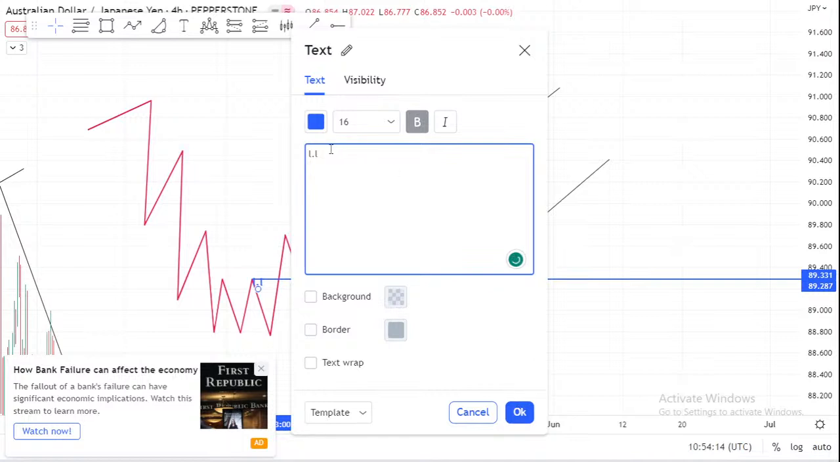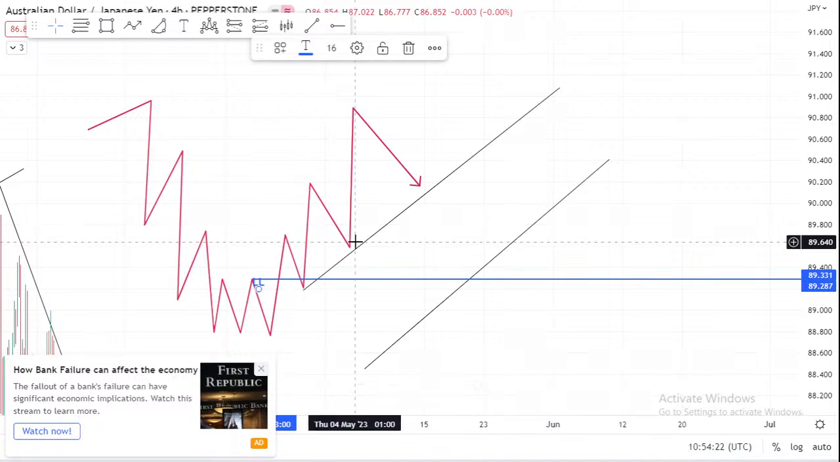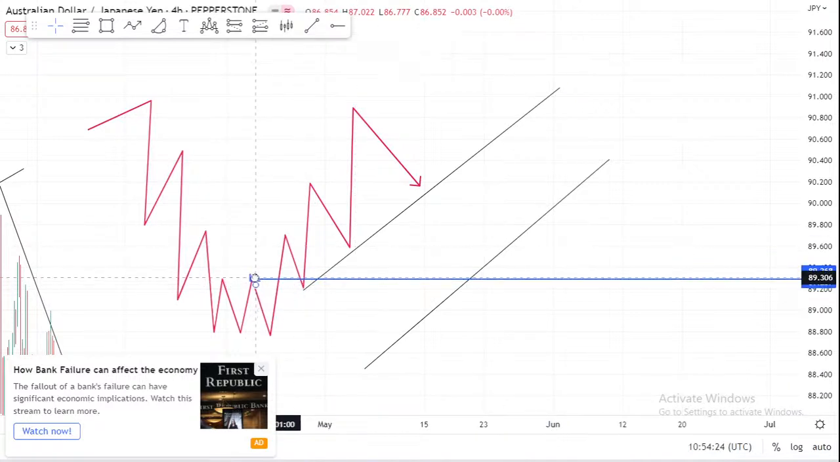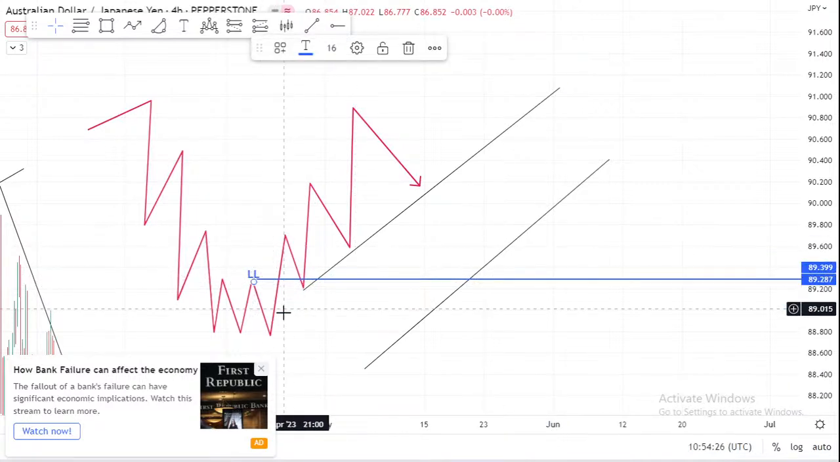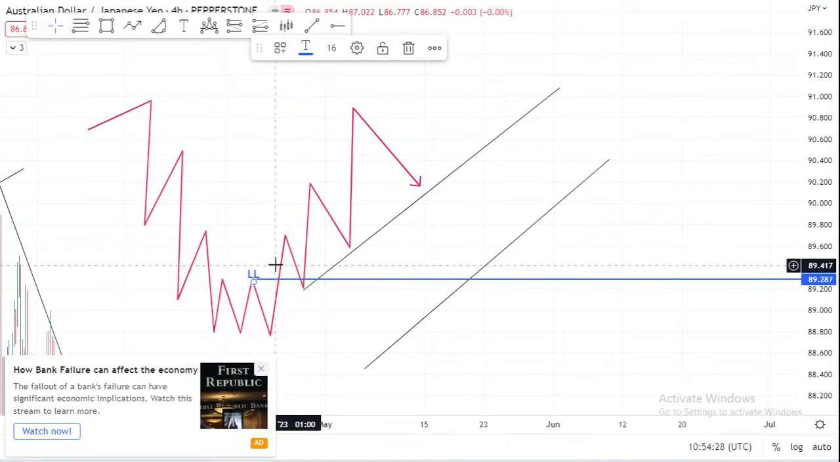Should I put it in caps? Let me just put it in caps. So we had our lower low at around this point over here. You notice that the next peak, the highest level that we have, has taken out this lower low. So that will create something called change of character.